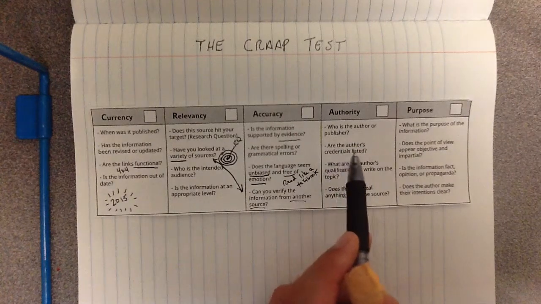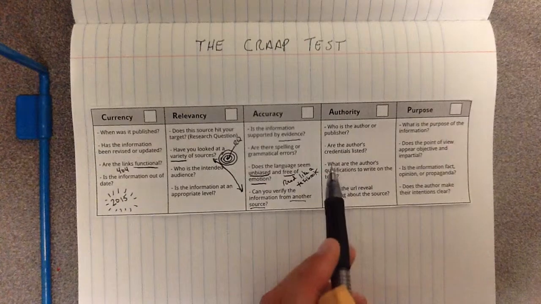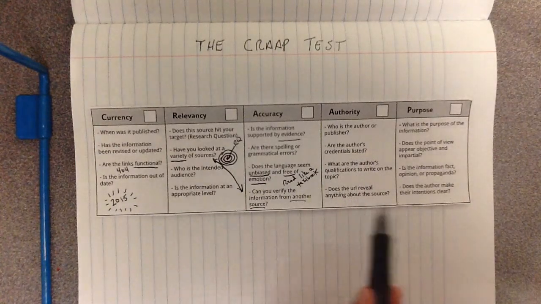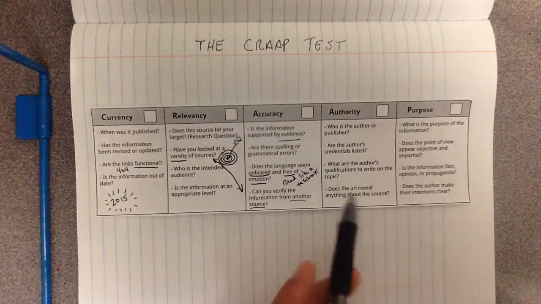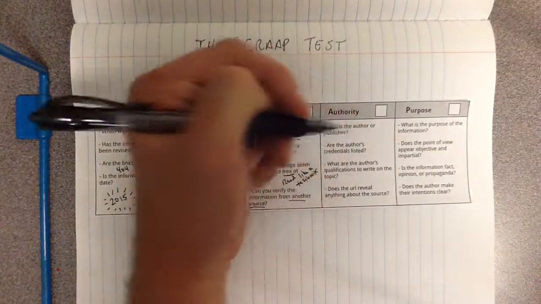Authority, who is the author or publisher? Are authors' credentials listed? What are the author's qualifications to write on the topic? Does the URL reveal anything about the source? So this is all dealing with the author. You want to find people that have authority.